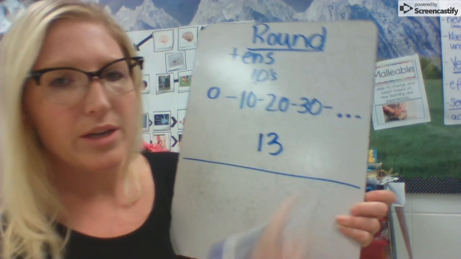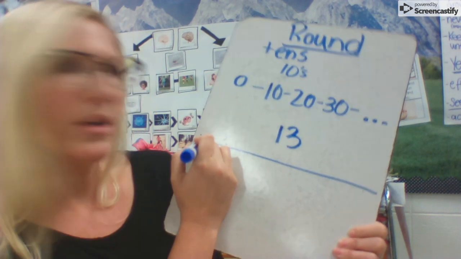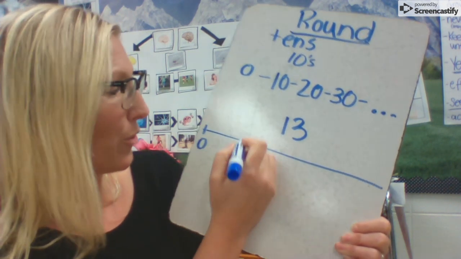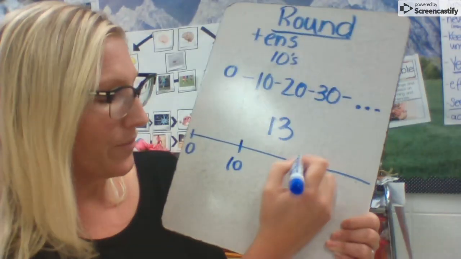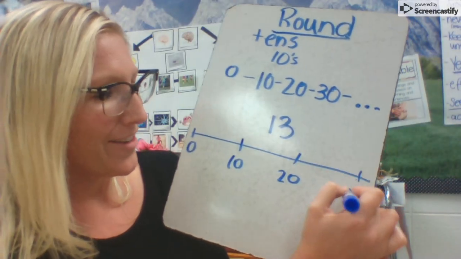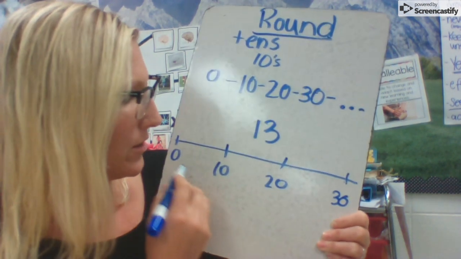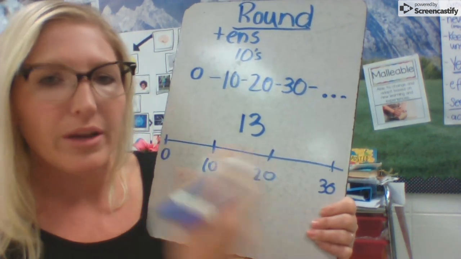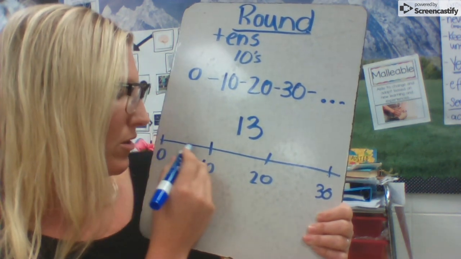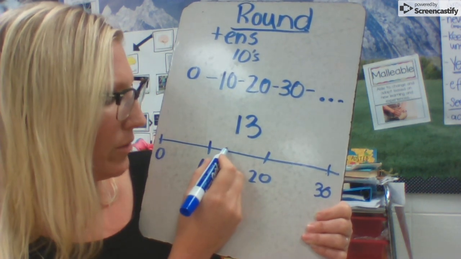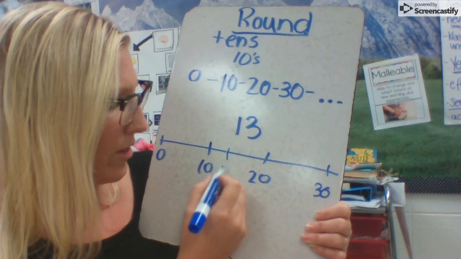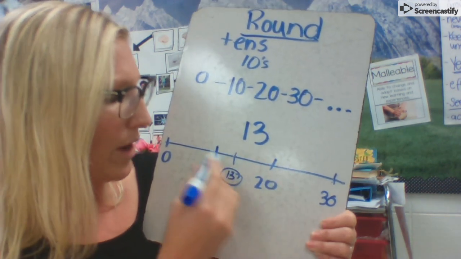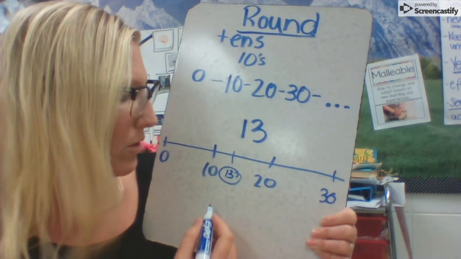I want you to visualize the number line, okay? But visualize it going in forms of tens. And we go 0, 10, 20, and 30. And visualize where 13 falls on that number line of tens. So it doesn't go in between 0 and 10. I would say it would fall right about there is where my 13 would fall. And now, in order to round, I have to pick the number it's closest to.